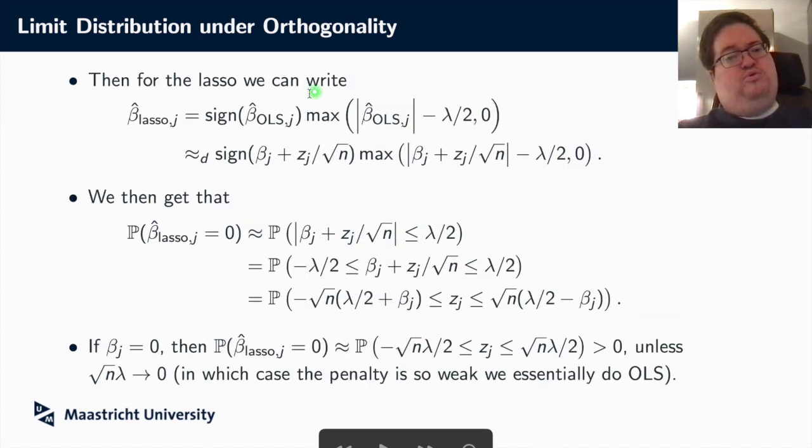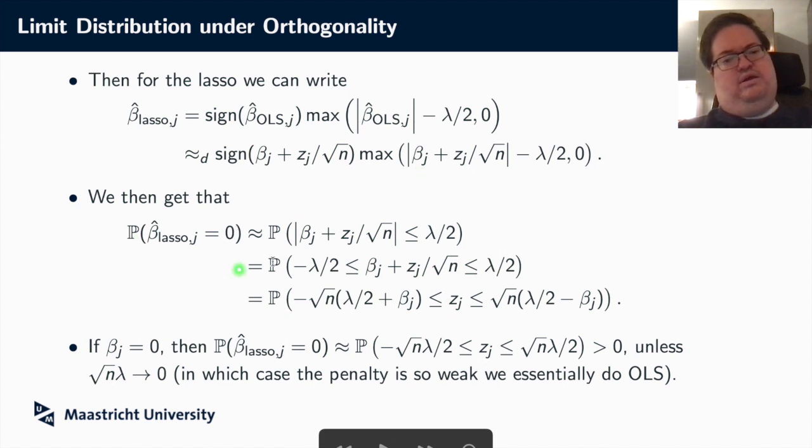Now I'm going to use the same heuristic argument as I did before for the lasso. So I have the exact expression for the lasso. It's the soft thresholding estimator, and I'm going to again replace the beta hat OLS here and there with its distributional limit. Again, I can do this because it's a continuous function, and the continuous mapping theorem tells me that this is allowed. So I'm going to just replace that. It's not going to be very helpful at this point, right? We just have a weird expression here. But now we can do some calculations with this.